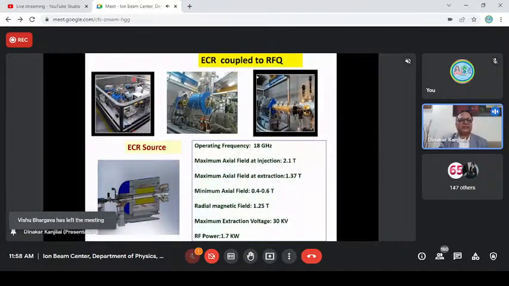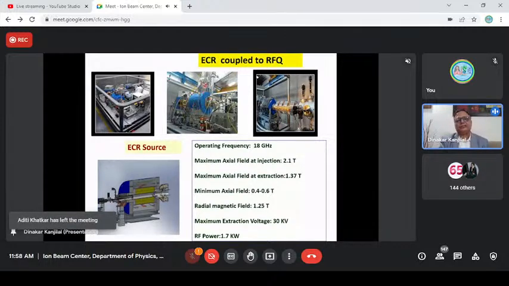This is the next generation accelerator which has started, which is going on for another few years. It will directly feed beam to the LINAC. The Pelletron will be separately available. LINAC will be separately available. At this moment, the Pelletron beam is further accelerated by the LINAC.